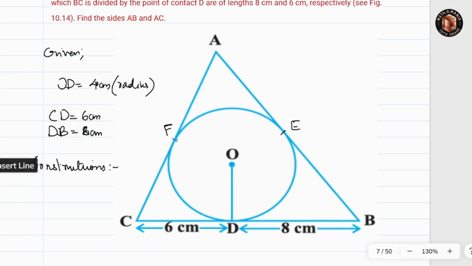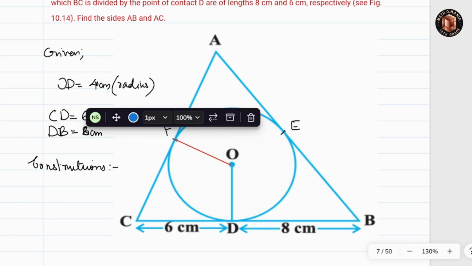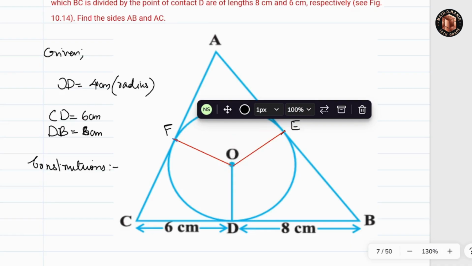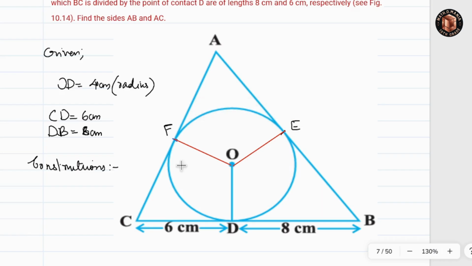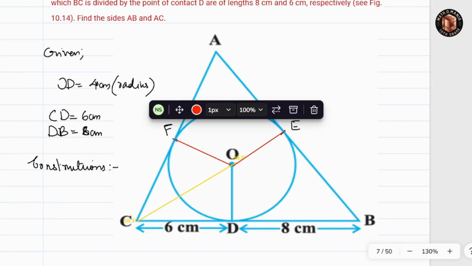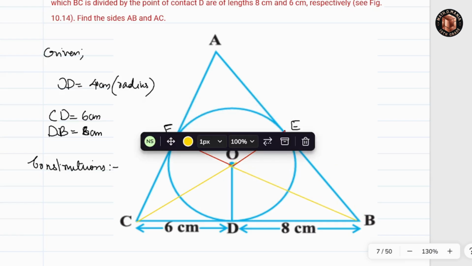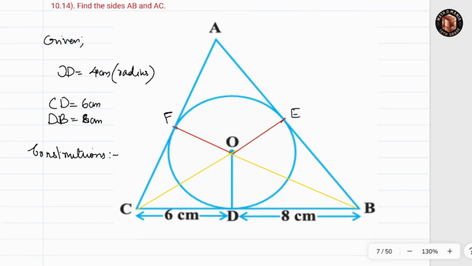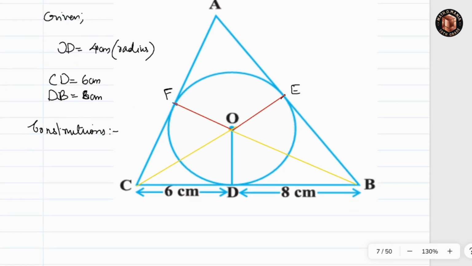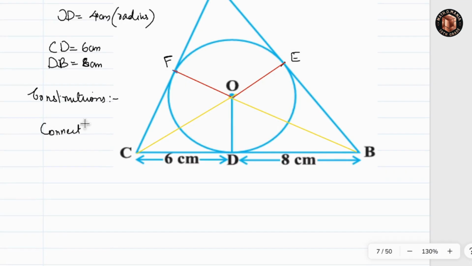Now I will connect this OF and I will connect this OE. Now again, from this OE, I will connect till the OC. From here, I will connect till the OB. Now I am getting these many figures inside this one, right? So I have to connect OF, OE, OC and OB.